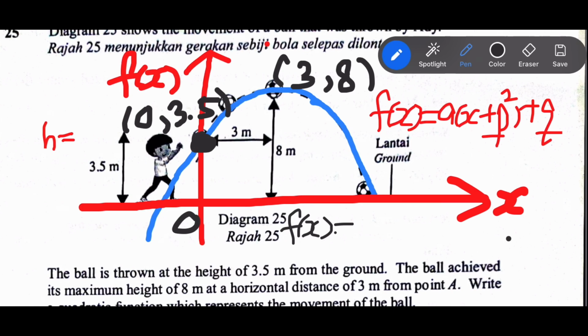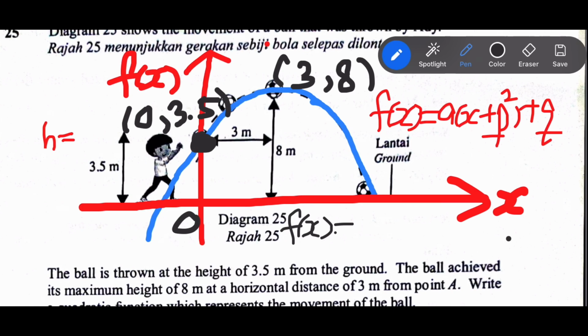After you get a, you just plug a back in as a number, and write the quadratic function again. So this question actually wants you to know how to read the p and q and how to find a. Remember, a always uses the intercept, to find the value of a by substituting y as 3.5 and x as 0 into the equation.